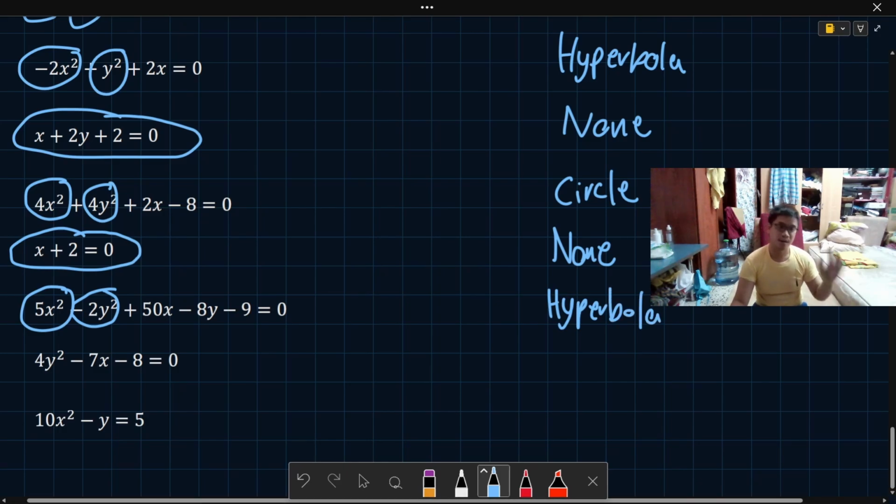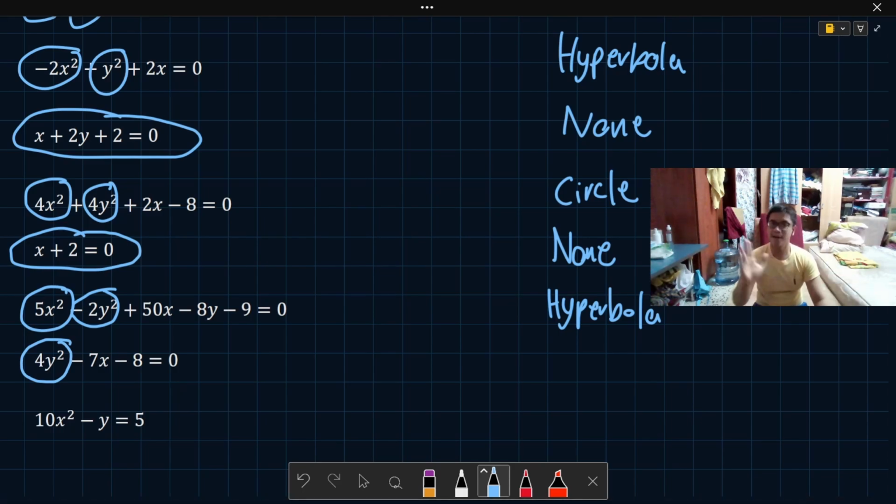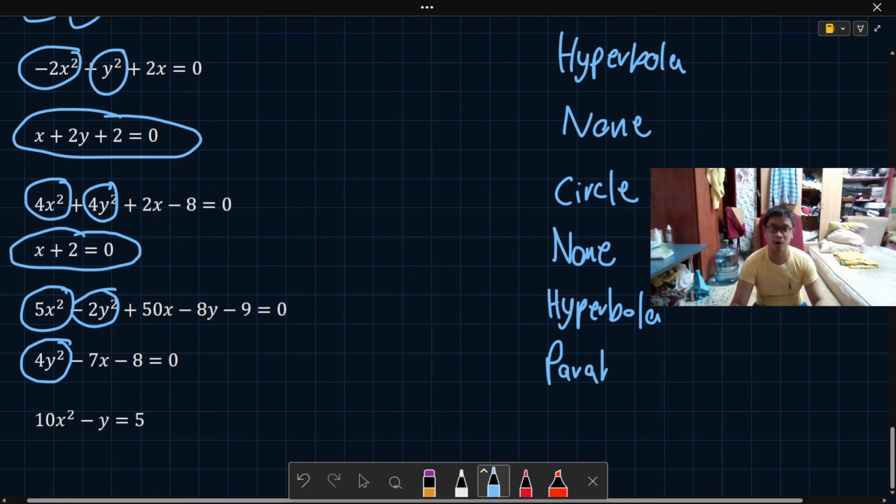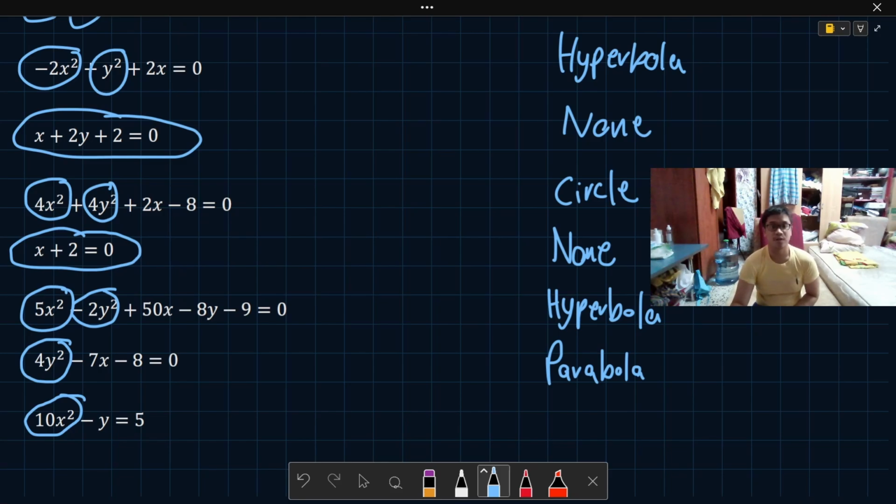Okay? Here, second to the last. 4y squared minus 7x minus 8 is equal to 0. We do not have x squared here, only the term y squared. So automatically, this is a parabola, because a parabola only has x squared or y squared. Okay? Now, lastly here, I think you already know the answer. We have 10x squared minus y is equal to 5. So there's no y squared, but we have x squared, which is 10x squared. So this is also a parabola.